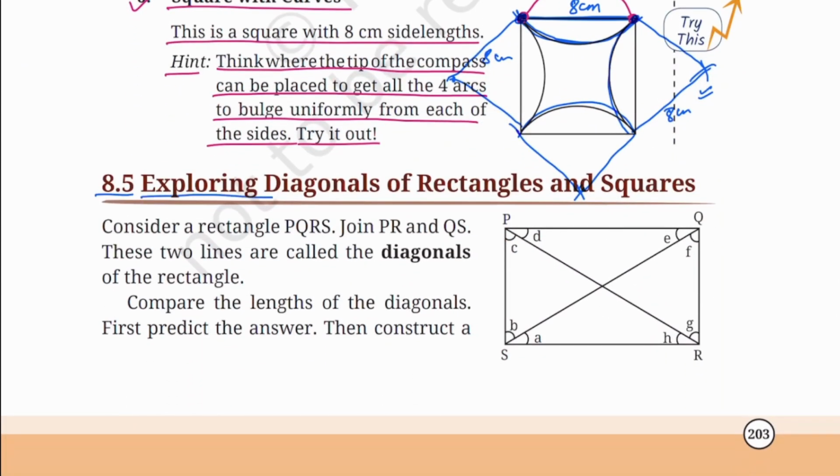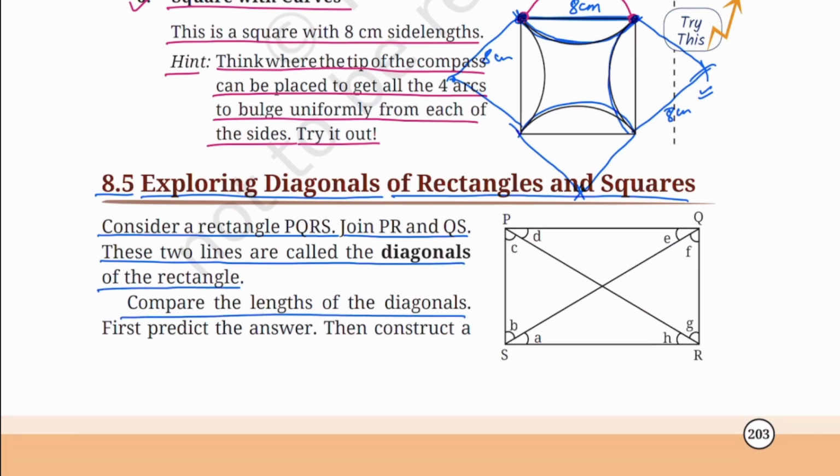(8.5) Exploring diagonals of rectangles and squares. Consider a rectangle PQRS. Join PR and QS. These two lines are called the diagonals of the rectangle. Compare the length of the diagonals.